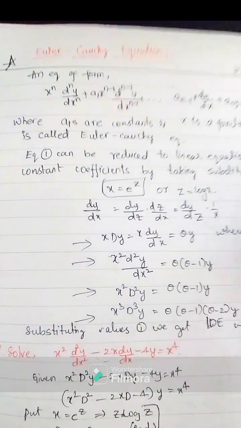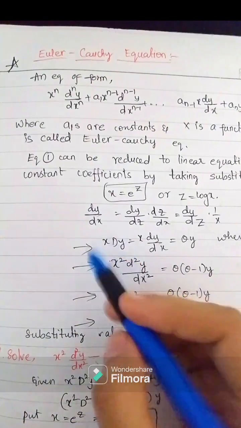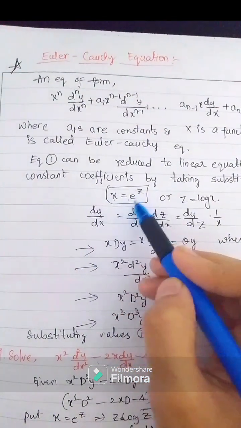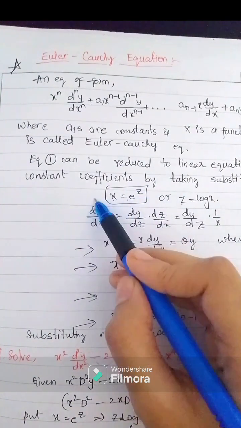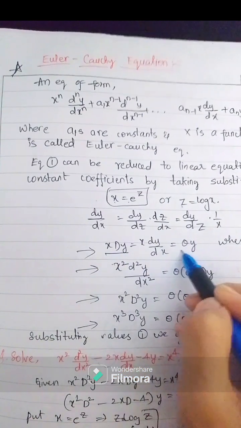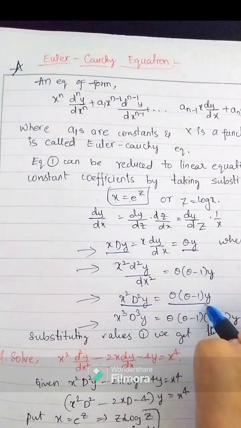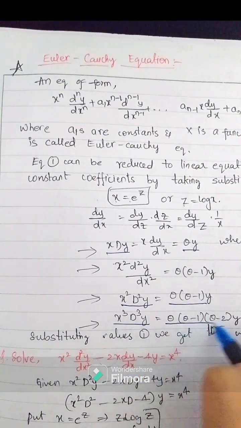How? Using these equations. So here we'll take x is equal to e power z. We'll substitute and then we'll get z is equal to log x. Okay, and x dy we write as theta y, x square d square y we write as theta into theta minus 1 y, x cube d cube y we write as theta, theta minus 1, theta minus 2 y. Okay, y is there, remember that. So now we'll solve some questions.